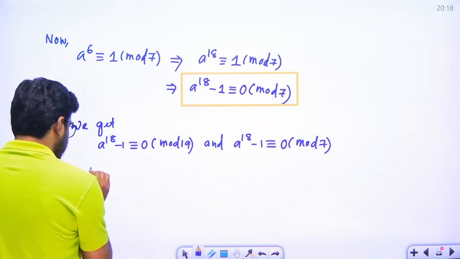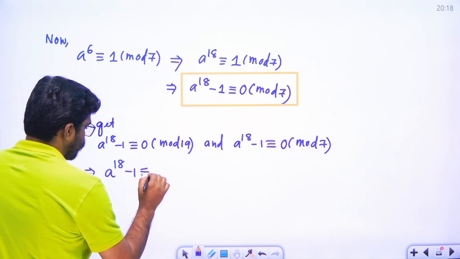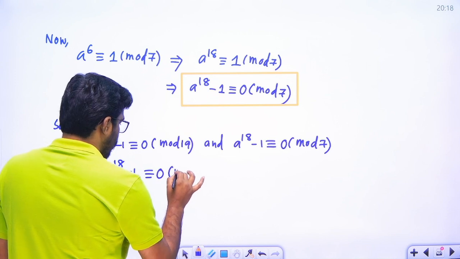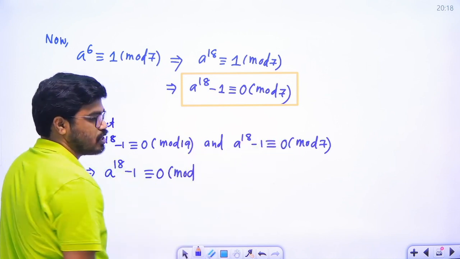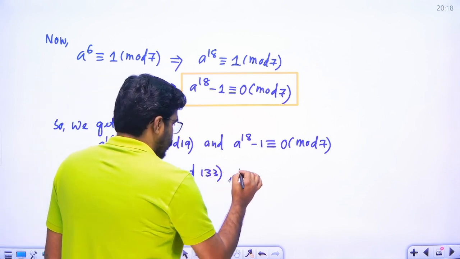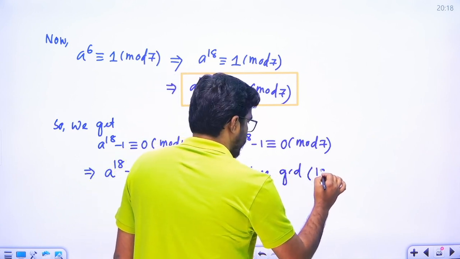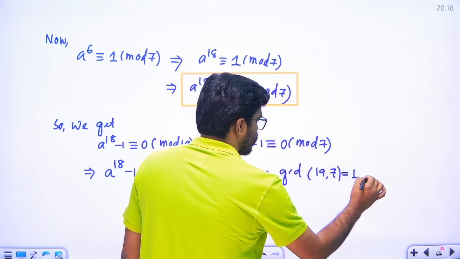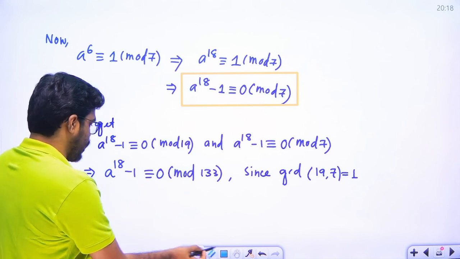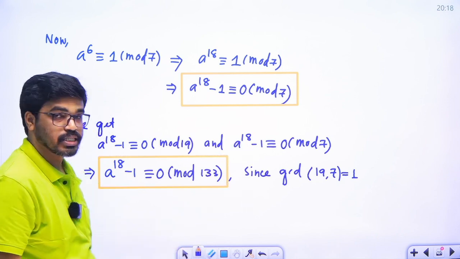Okay, so this implies a to the power 18 minus 1 is congruent to 0 modulo 19 into 7, that is 133, since GCD of 19 and 7 is 1. So what we proved? We proved that a to the power 18 minus 1 is congruent to 0 modulo 133.